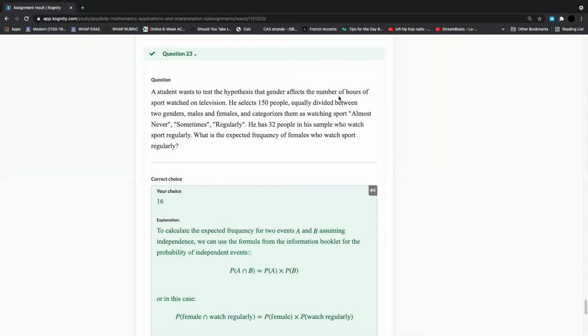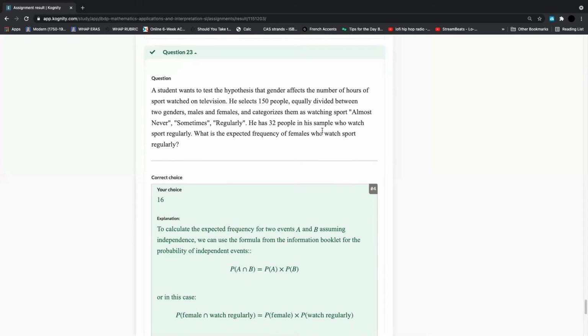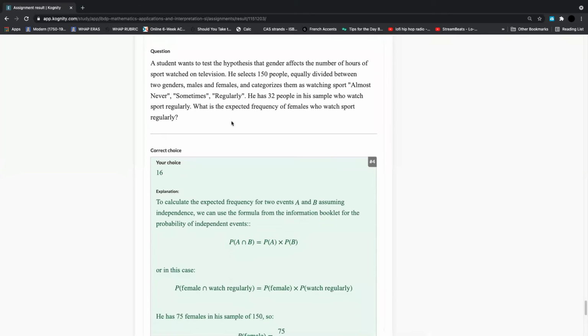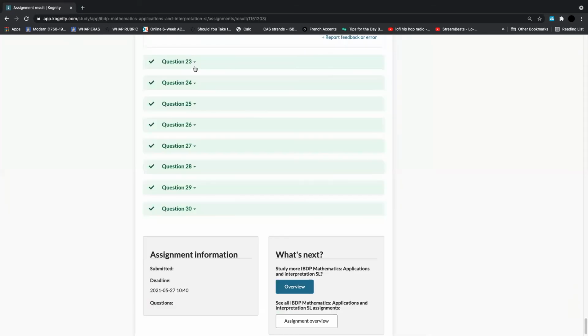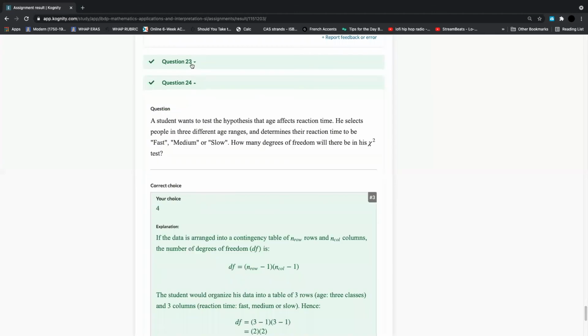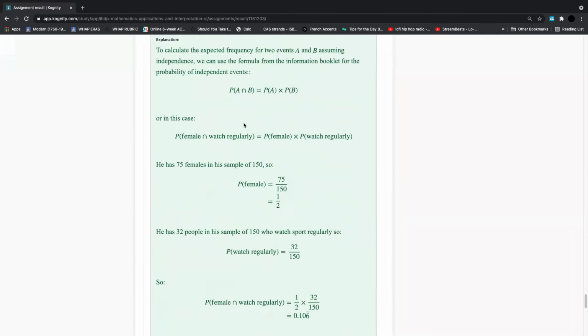So hopefully that makes it a little bit easier to understand. This should be a super easy question. You just need to understand the process of doing it. Should be an easy point if it's on the test. Okay, question number 24.